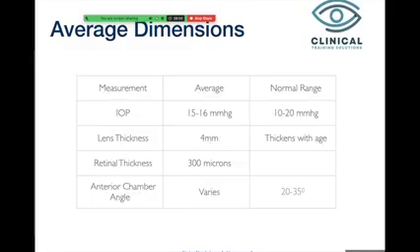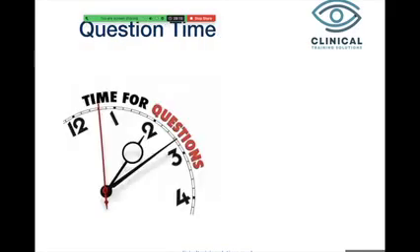The other sheet covers things like IOP, lens thickness, retinal thickness, and anterior chamber angle. These aren't as important when you start doing biometry, but once you are getting good at it, these measurements are quite useful as well. So all the average measurements are really homework for you. And if you have questions about them, please come back.